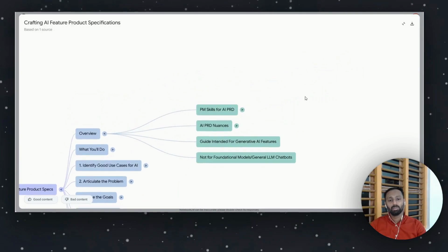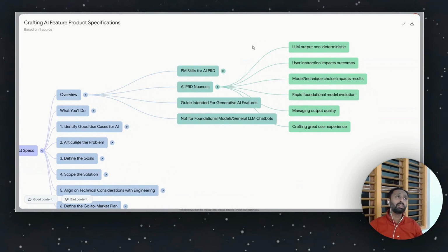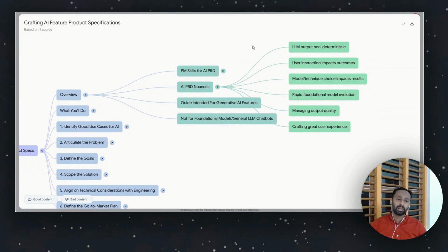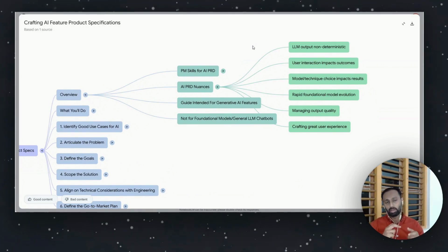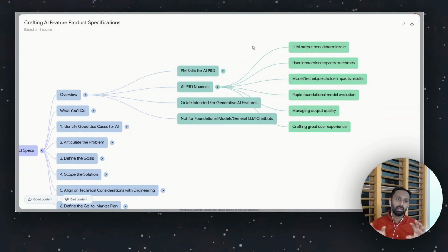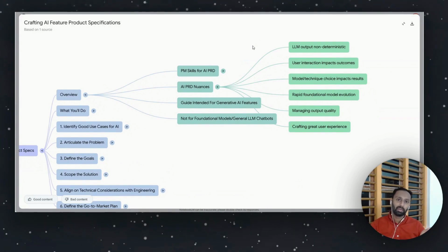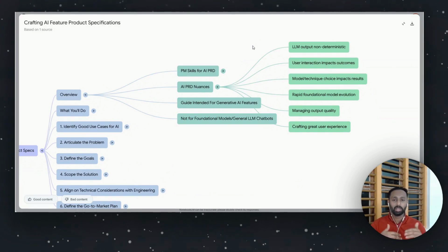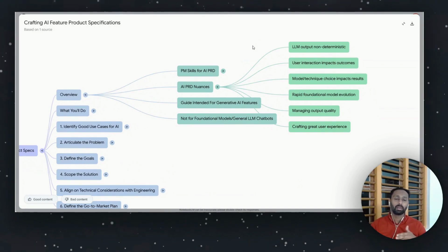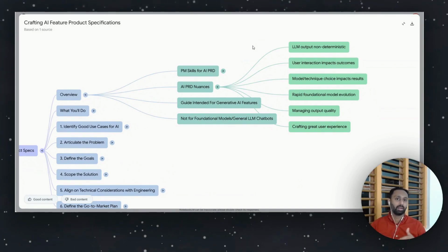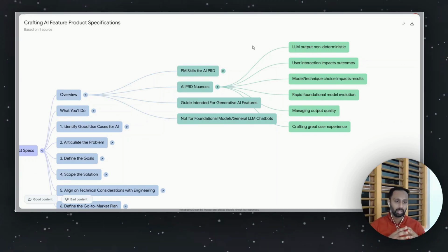A few nuances to consider when it comes to an AI PRD. The first thing is, when it comes to generative AI, if you look at a traditional feature, it's basically a zero or one. So when you give an input, there is a fixed output. But when it comes to an LLM, the output is non-deterministic. What I mean is it ranges from 0 to 100, a value in between. So 99% accuracy, 88% accuracy, whatever it is.